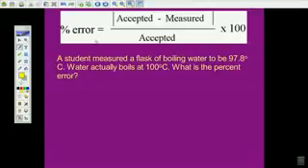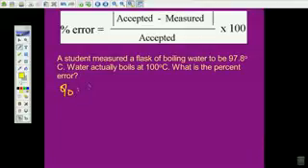Let's do another one. Why don't you try this one on your own and hit pause and then come back and see if you got it right. A student measured a flask of boiling water to be 97.8 degrees Celsius. Water actually boils at 100 degrees Celsius. What is the percent error?